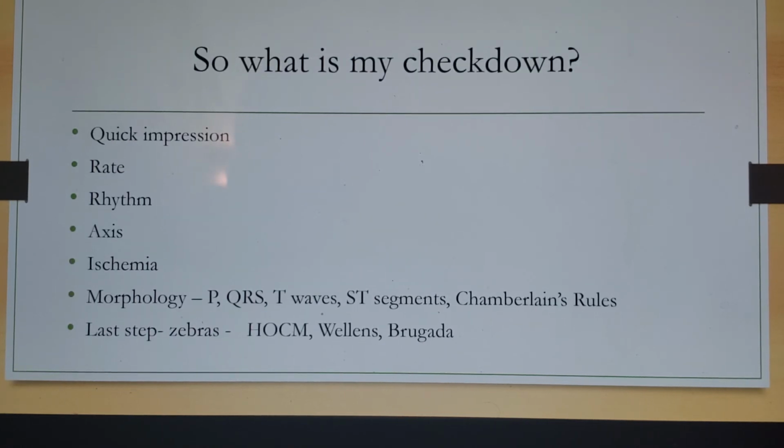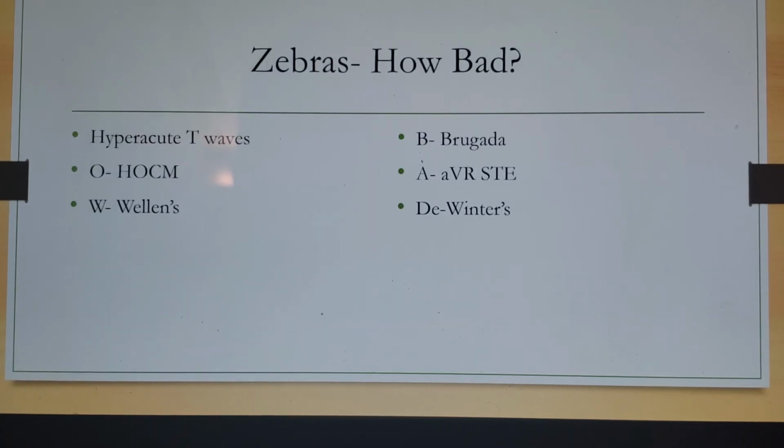So again, let's talk about my check down. Quick impression, rate, rhythm, axis, ischemia. Look at your morphology, your P, QRS, T waves. We didn't talk about Chamberlain's rules. Those get a little too in-depth for this discussion. And then your last step is your zebras, and we're going to go over those.